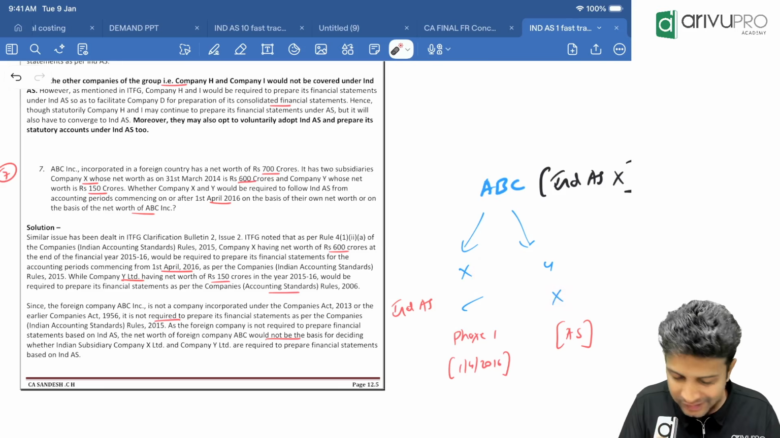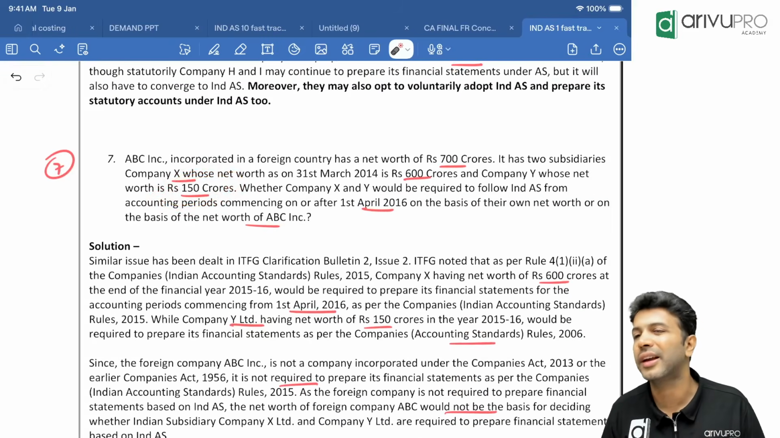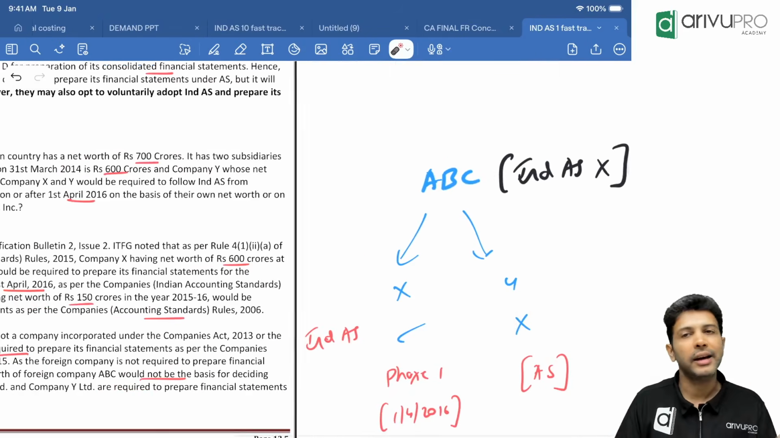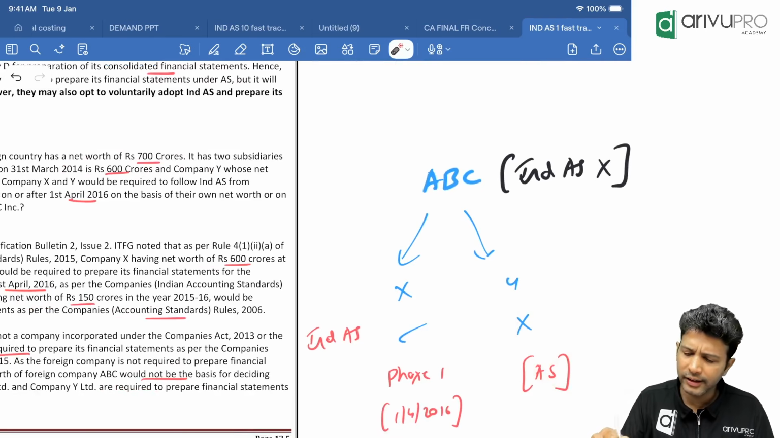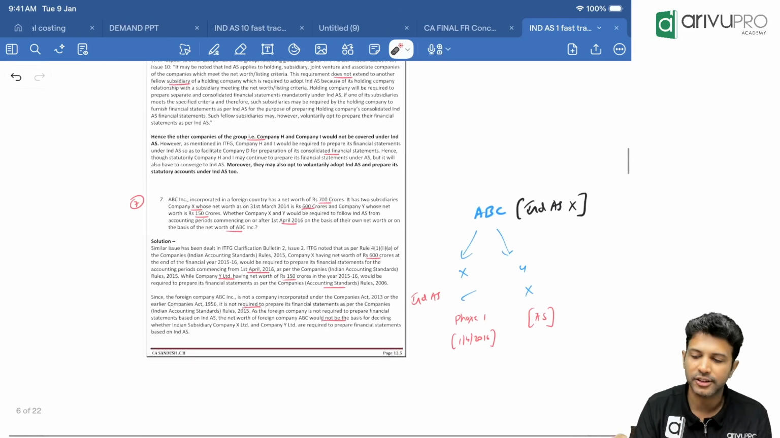Why? Because they didn't satisfy the limit. What is Y's net worth? Y's net worth is only 150 crore. No. That means Y has not satisfied the limit. So for Y, Ind AS is not applicable. They'll continue with AS. Voluntarily, if Y wants to adopt Ind AS, they can do so. That's fine. That's their choice.